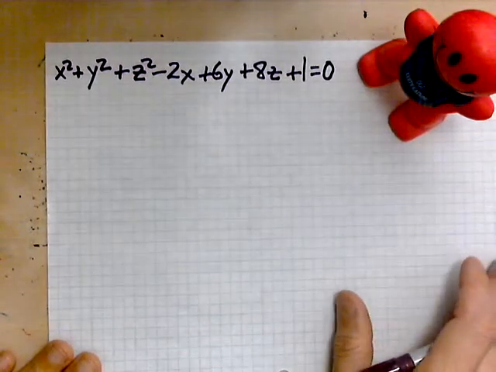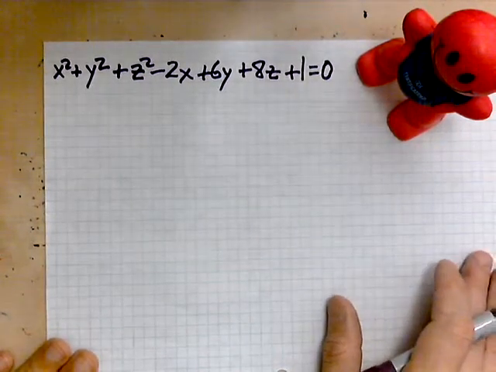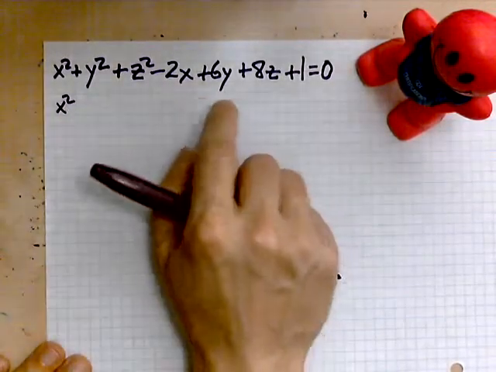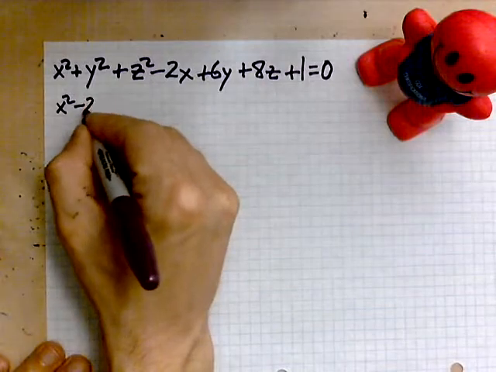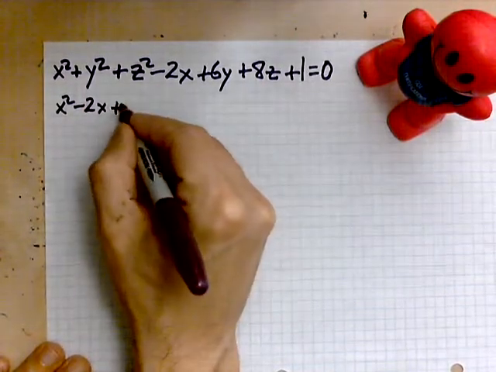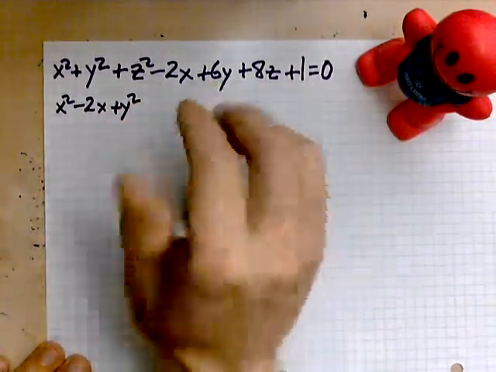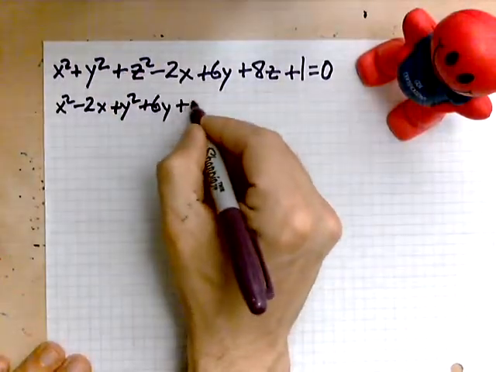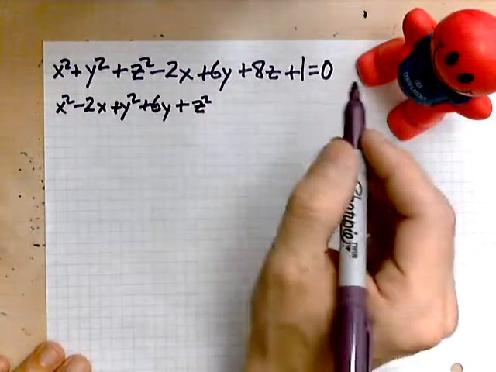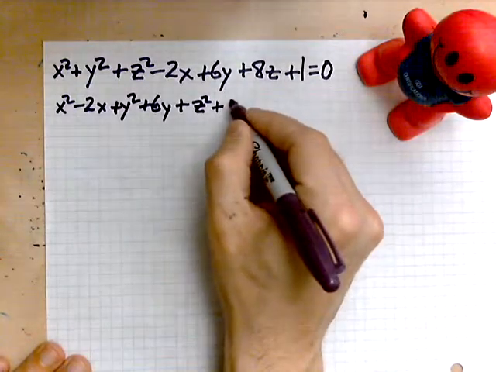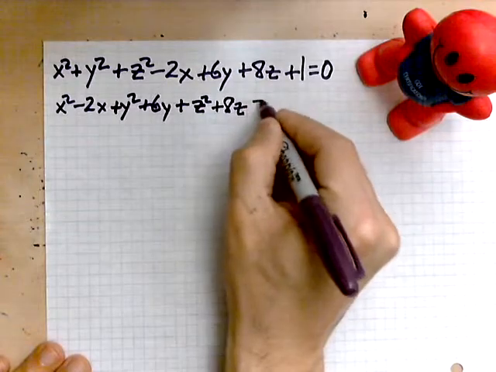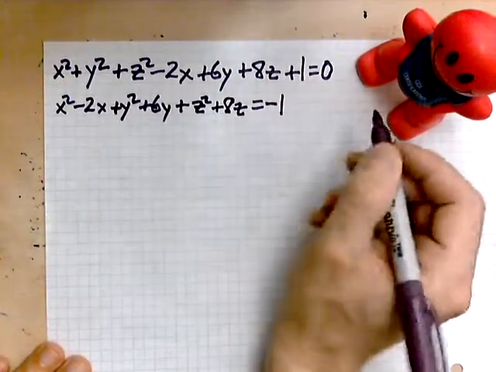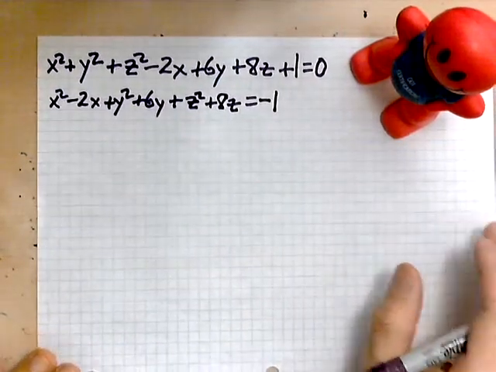Well, first, let's gather all the relevant terms together. So for example, x squared should be gathered with your minus 2x, and the y squared should be gathered with 6y positive, and z squared should be with the 8z. And move that positive 1 to the right side so it turns into negative 1. Yes, this is one of the first steps.